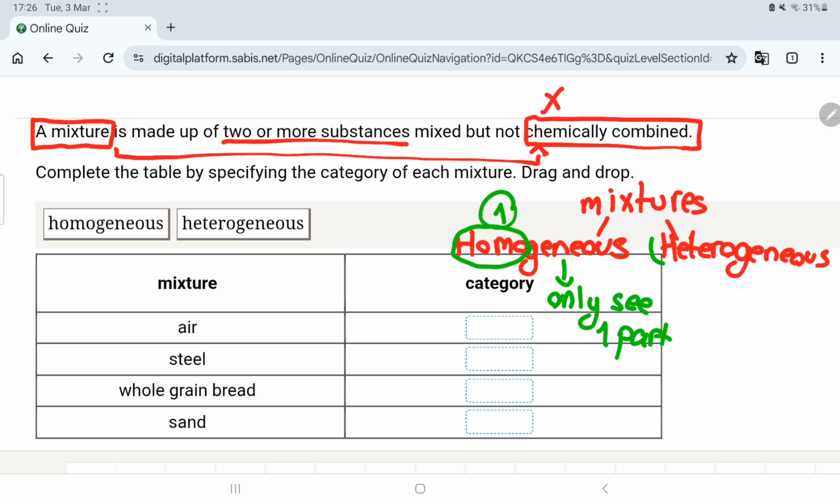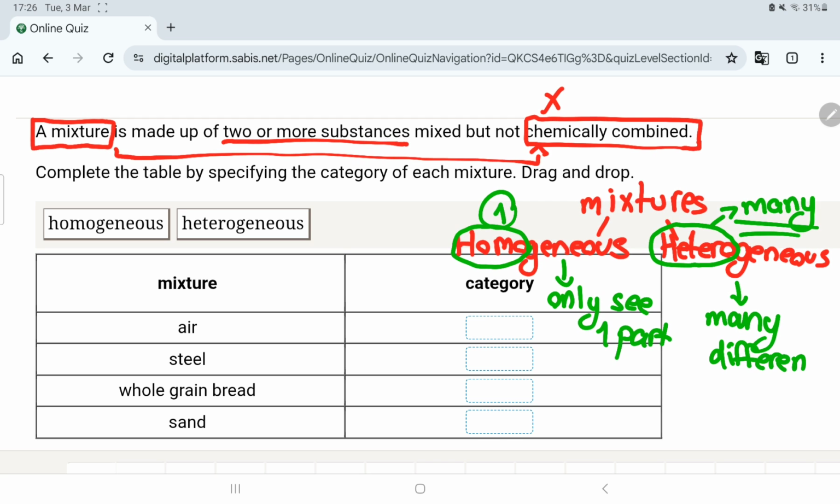Heterogeneous, hetero means many. Okay? So you can see many different parts. Okay? And once again, mixtures are not chemically bonded. Now let's see here. I'm just gonna write HO or HE or whatever.